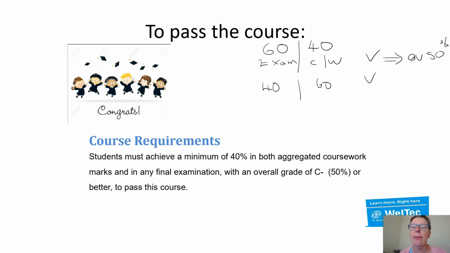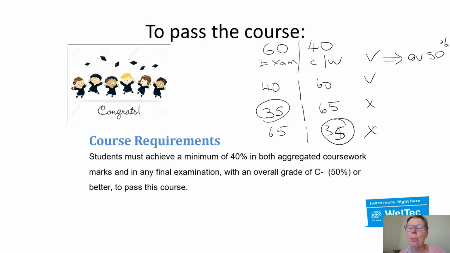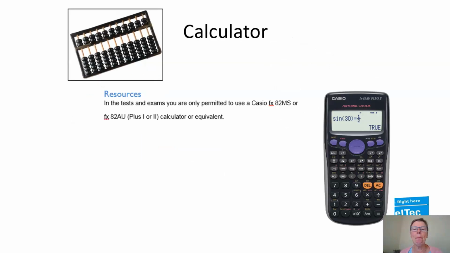What you can't have is 35 and 65, okay, or 65 and 35. That will give you a fail, because this has to be at the very minimum 40%. These are not our rules, these are the rules of the board that governs the diploma.